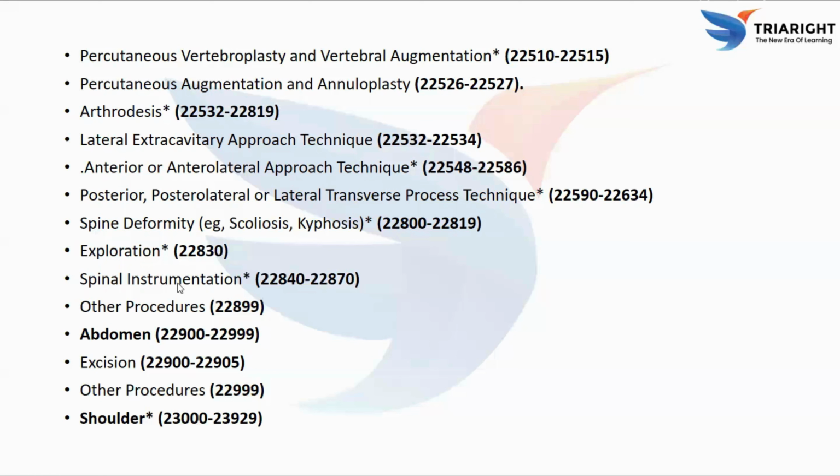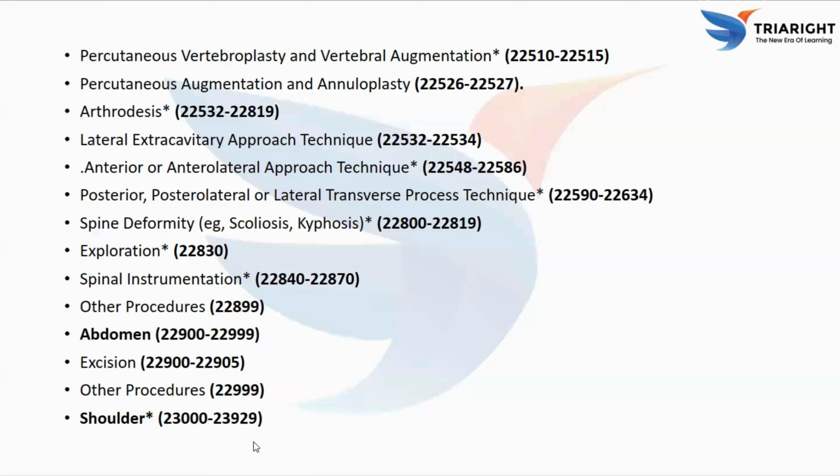So these are used when no specific CPT code exists. And next region is abdomen. The code ranges are 22,900 to 22,999. So it involves excision, 22,900 to 22,905 code range. So excision is a removal of soft tissue tumors from abdominal wall. For example, excision of the abdominal wall mass. And the other procedures are unlisted abdominal musculoskeletal procedures.